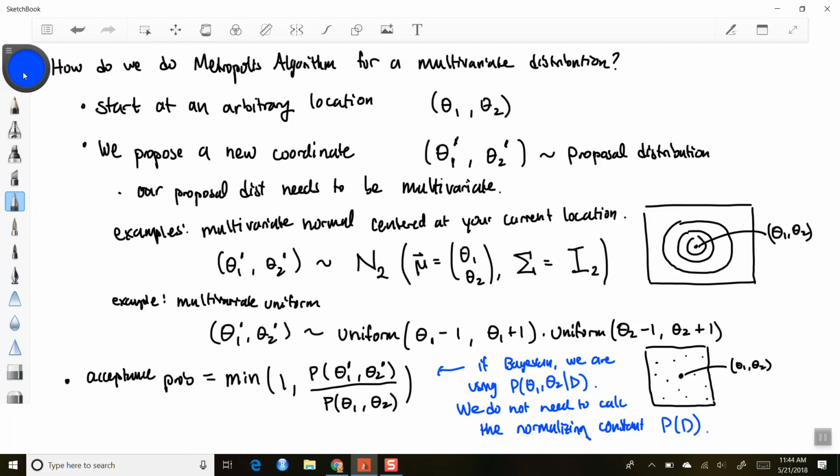Okay, and then of course, after you get your acceptance probability, you draw U to decide whether or not to move, right? And if you move, then this becomes your new value. And if you don't move, you stay put, and your current location just becomes another value inside your sample.